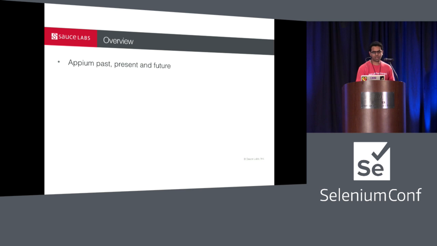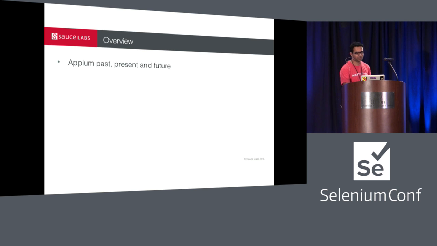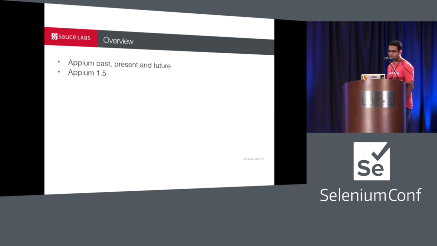So today, I'm going to present how the project has been for the past 2 years and how it has evolved, where it is right now and where we intend it to go, and what's the future of Appium. I'm going to speak a little bit about Appium 1.5. We are currently at 1.4.10, and we have a few major changes coming up in 1.5.